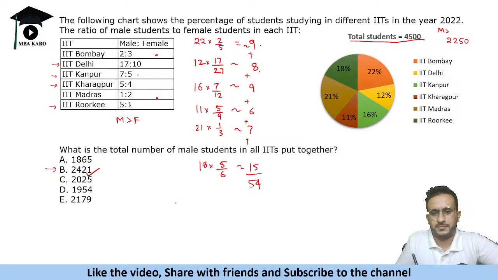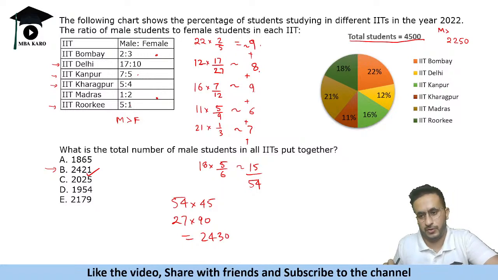और अगर इस approximation से 54 into 45 करते हैं, ठीक है, that is 27 into 90. 27 into 9 is 243. So we get a very very close option.